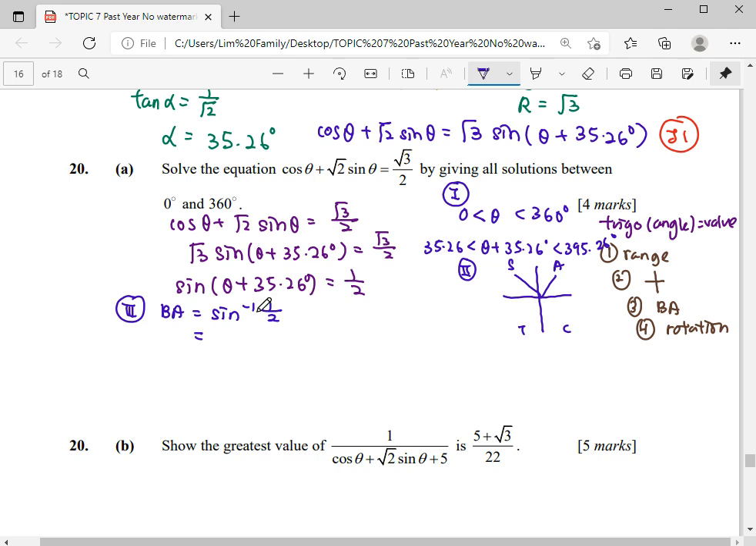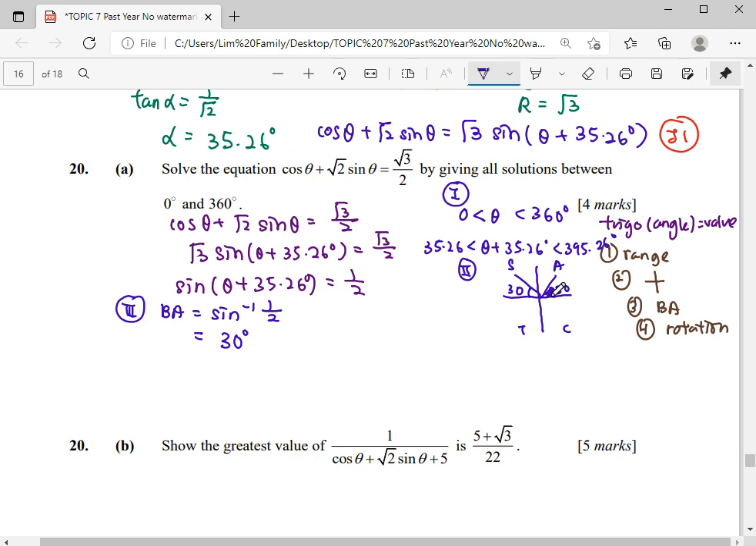So when I shift 1 over 2, we get our basic angle is 30. It means inside this small angle here, this is 30. This small angle here in quadrant 1 is 30. And then here, in quadrant 2, this side, this is 30. So that will be our basic angle.